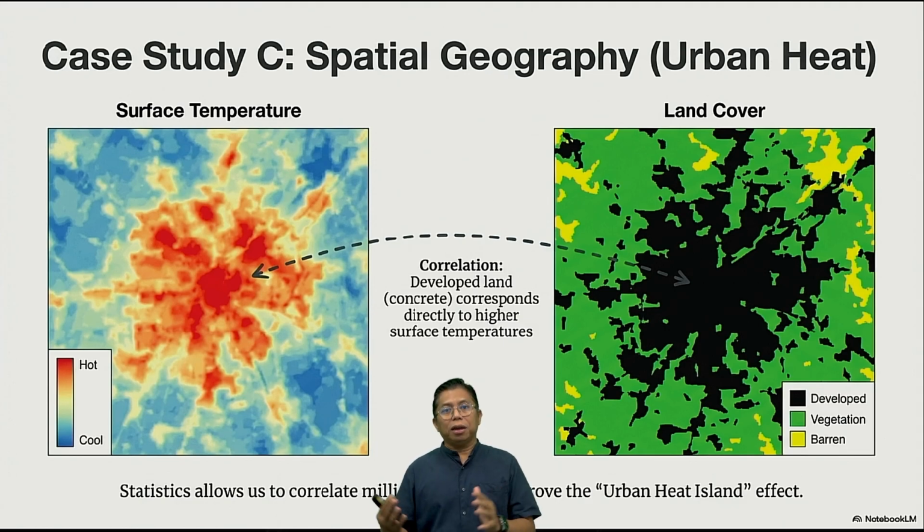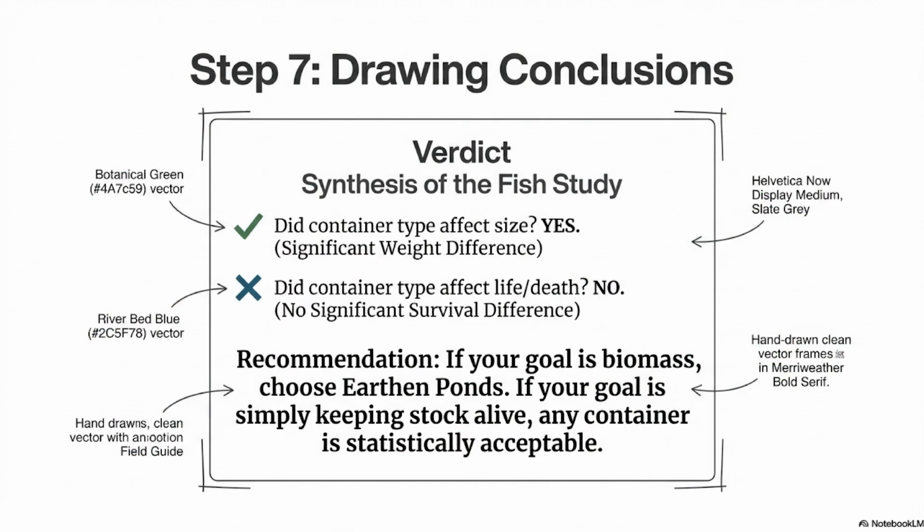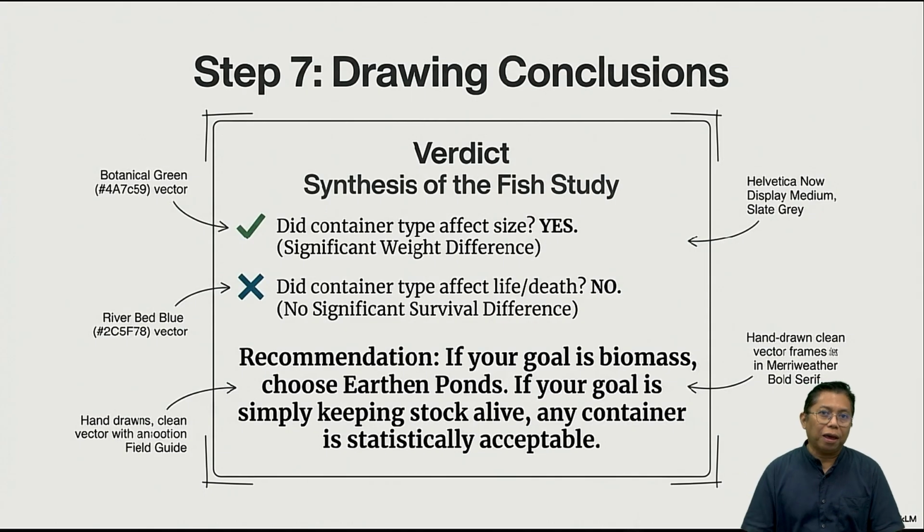By analyzing millions of pixels from the satellite data, we can test whether the relationship is statistically significant or just a coincidence. And the result clearly supports the urban heat island effect: developed or concrete-dominated areas consistently have higher surface temperature than vegetated areas. We finally arrive at the conclusion. How do we draw conclusions from these examples?